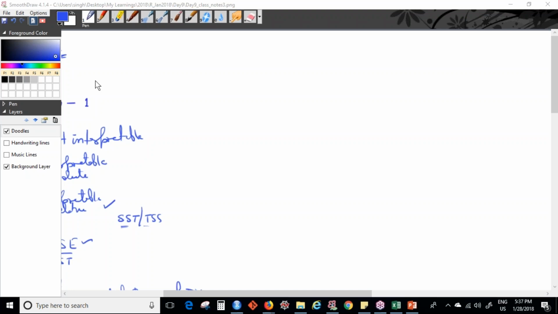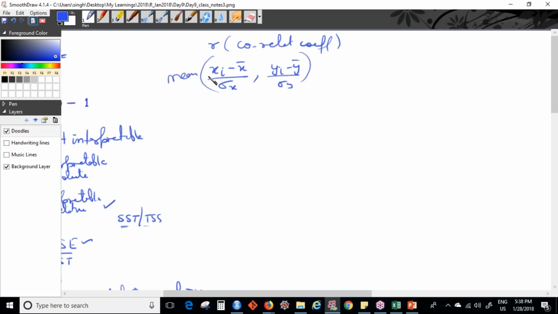Yeah, we covered correlation. Apart from r square, we also saw small r, the correlation coefficient. This is a quantity which gives you the linear relationship between any two continuous variables. The formula is (xi minus x bar) divided by sigma x, times (yi minus y bar) divided by sigma y, and you take the mean of this product. You take the average of this and you get your small r. This is a value between -1 and +1.